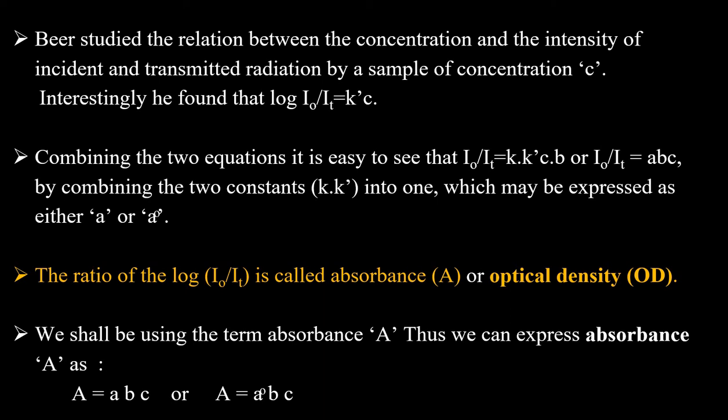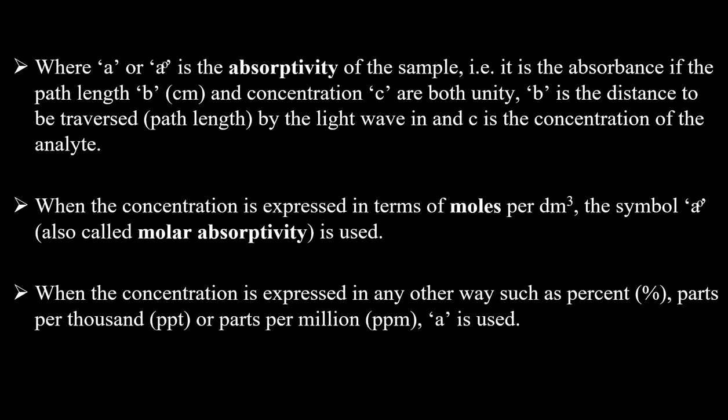abc, by combining the two constants, that is K and K dash, into one, which may be expressed either as a or a0. The ratio of log I0 by IT, that is initial or incident light divided by the intensity of the transmitted light, is called absorbance, that is capital A, or optical density OD. We shall be using the terminology absorbance, that is capital A. Thus we can express absorbance capital A as A is equal to abc, or A is equal to a0bc, where a and a0 is the absorptivity of the sample. That is, it is the absorbance if the path length b in centimeters and concentration c are both unity.